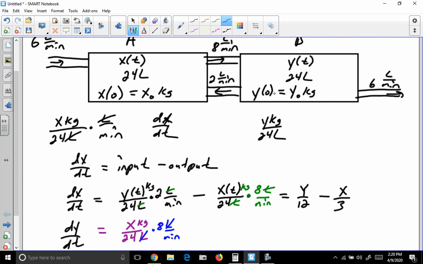Now for the output, we have 2 outputs. We have one here and one here. Out here, this is salt from tank B. The concentration in tank B is Y over 24. And through this port, it's leaving at 2 liters per minute.